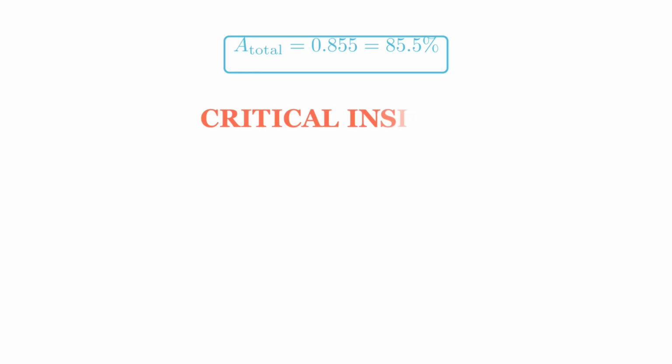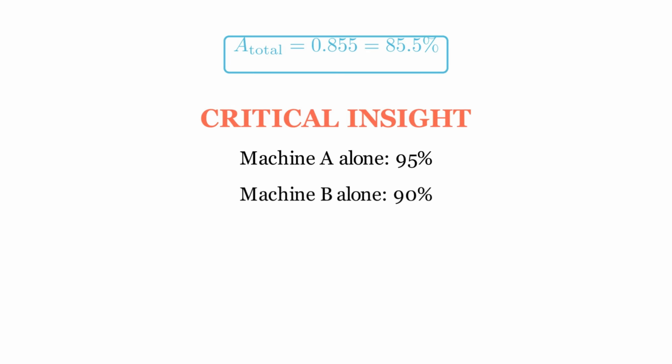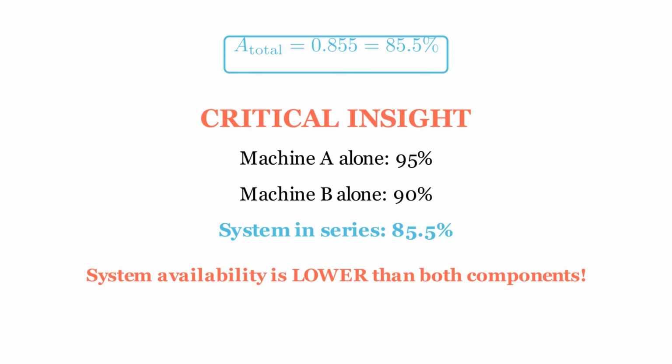Now, here's a critical insight that many students miss. Machine A alone has 95% availability. Machine B alone has 90% availability, but the system in series has 85.5% availability, lower than both. The system availability is always lower than the worst component. In fact, it's lower than both components. This is the harsh reality of series systems.